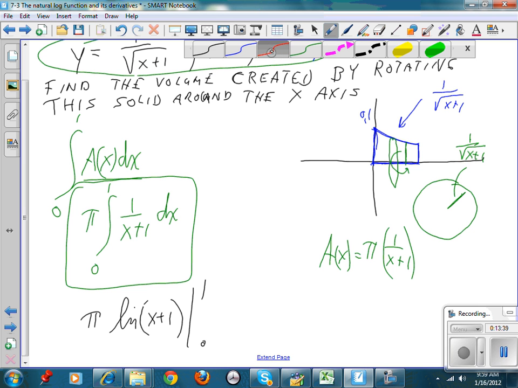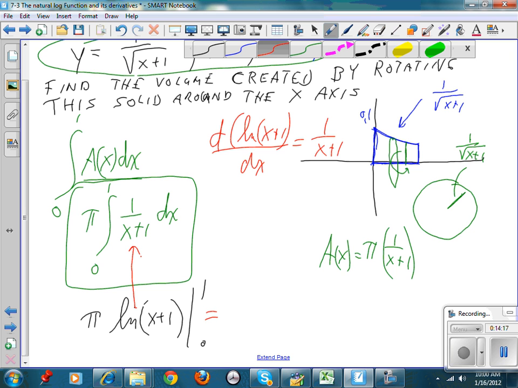Is this the antiderivative of that? Well, what's the derivative of the natural log of x plus 1? It's the derivative of the inside, which is 1, over the inside, x plus 1. So yes, the derivative of the natural log of x plus 1 is indeed equal to 1 over x plus 1. But feel free to use substitution and turn this thing into 1 over u.